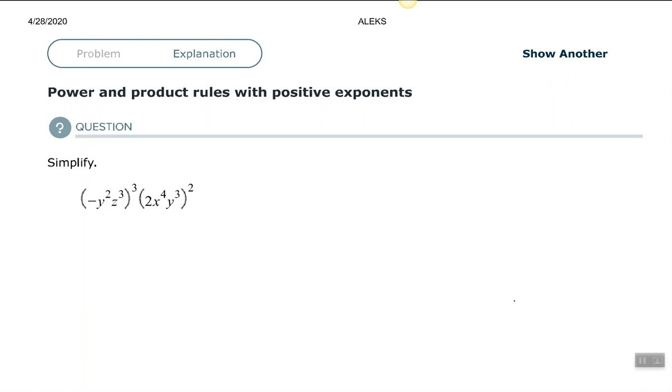In this video, we are going to look at the power and product rules with positive exponents. So we're going to start putting all these exponent rules together.